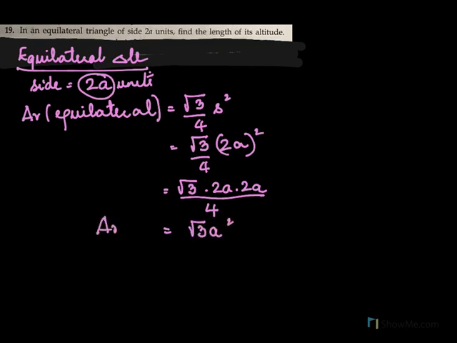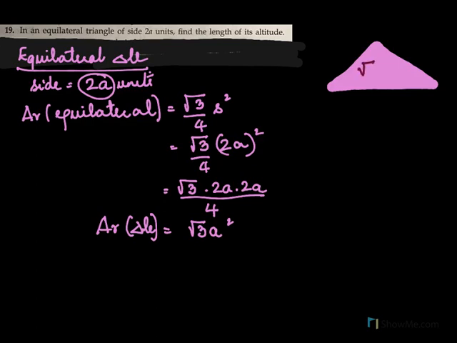What is this that we have found out? It is the area of the triangle. So if I were to draw this triangle out here, we know the area we have found is root 3a square. And the sides of this triangle are 2a, 2a, 2a. They've given us the side. We need to find the altitude. I'll put it in another color. Here we need to find this altitude.